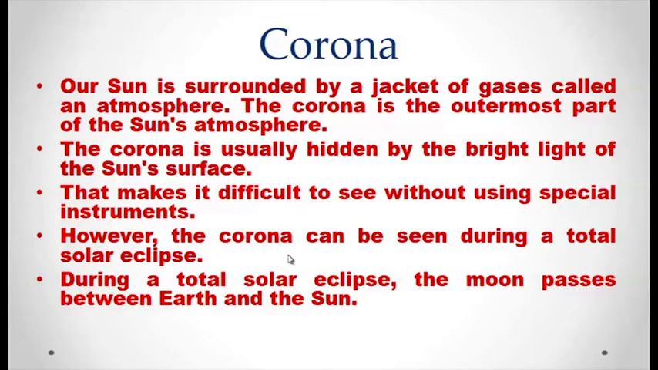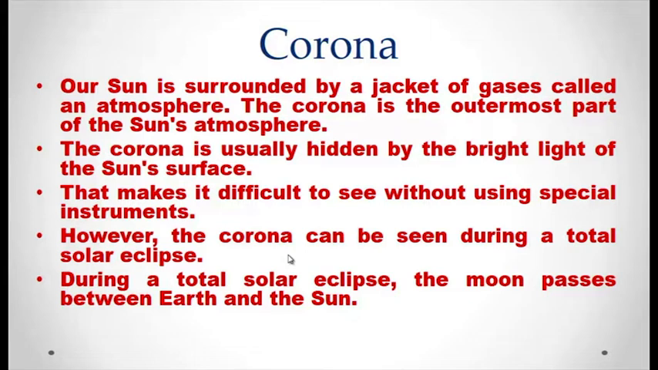Next part in the sun is the corona. The sun is surrounded by a jacket of gases called an atmosphere. The corona is the outermost part of the sun's atmosphere. The corona is usually hidden by the bright light of the sun's surface. That makes it difficult to see without using special instruments. So the corona can be seen during a total solar eclipse.